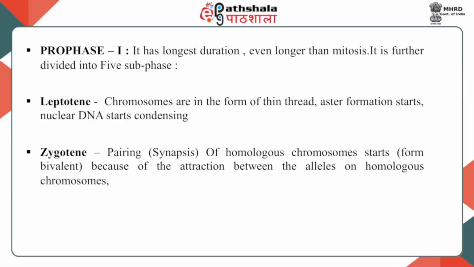During the first phase of prophase, that is leptotene, chromosomes become visible under light microscope, but still it cannot be seen as duplicated chromosomes with a pair of identical chromatids. Spindle formation also starts during this phase. After leptotene, we have the zygotene phase, in which we can observe association of homologous chromosomes, and this event of pairing of chromosomes is called synapsis.